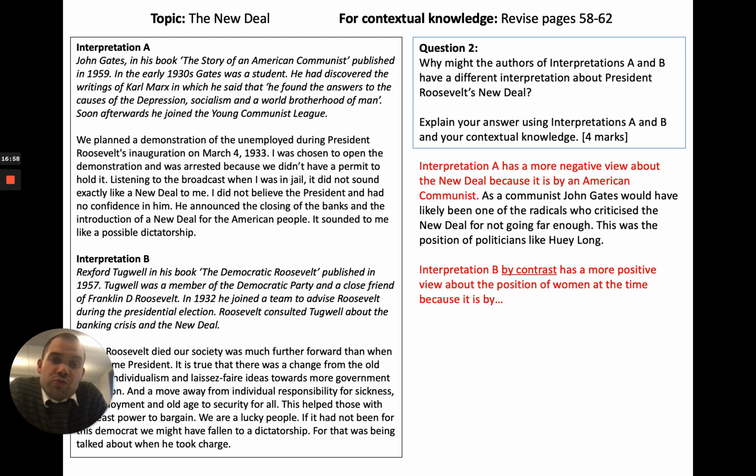So again, I'm describing the background of the author, but I'm then going to explain, well, why does that mean he has the particular take that he does? So interpretation A has a more negative view about the New Deal because it is by an American communist. As a communist, John Gates would have likely been one of the radicals who criticised the New Deal for not going far enough. This is the position of politicians like Huey Long. Again, showed off a bit of knowledge of the context there.